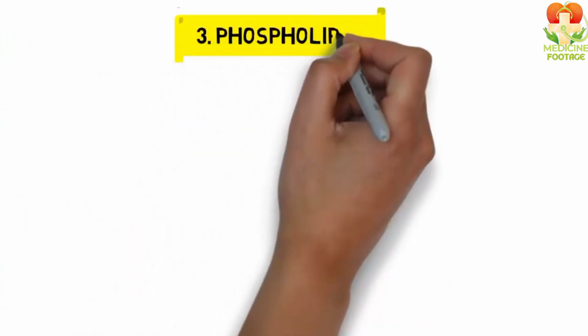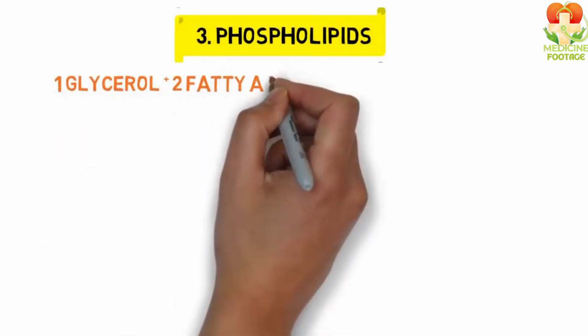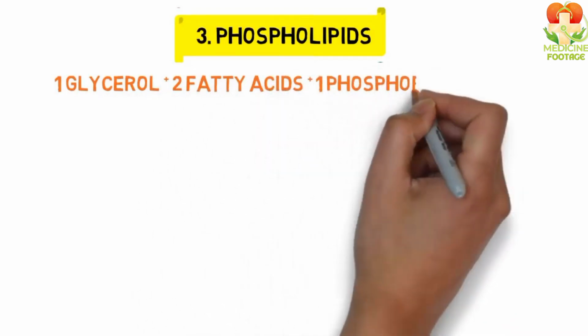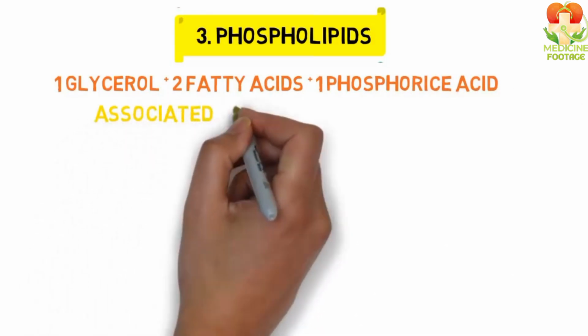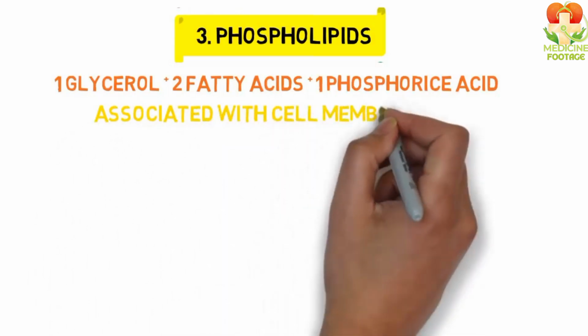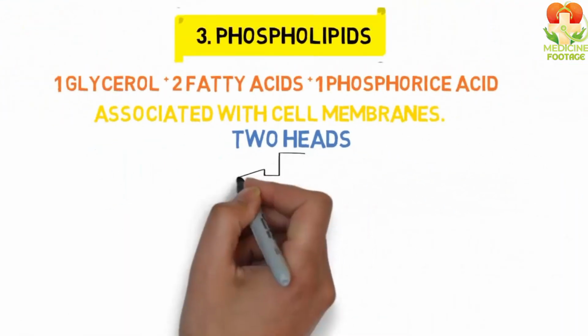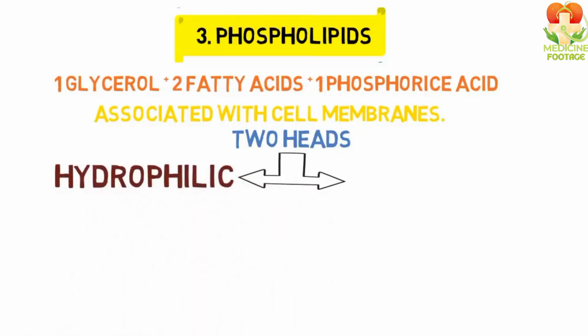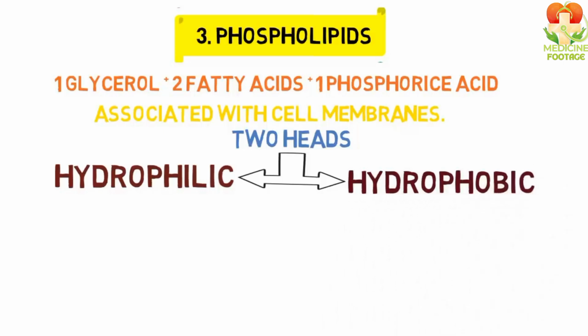Let's move on to the third type of classification, phospholipids. Phospholipids are composed of one acylglycerol, 2 fatty acids, and 1 phosphoric acid, which together form a phospholipid molecule. As I've mentioned before, the cell membrane is composed of phospholipids and proteins. Phospholipids have 2 sides or heads. One is called hydrophilic, while the other, referred to as the tail, is hydrophobic. Now, you might be thinking, what is hydrophilic and hydrophobic? Don't worry, I am here to let you understand both of these terms.